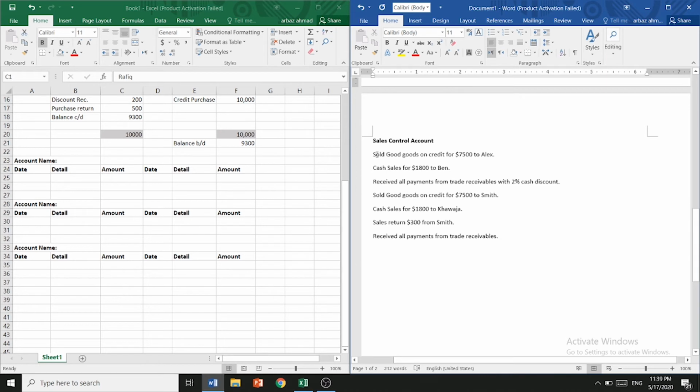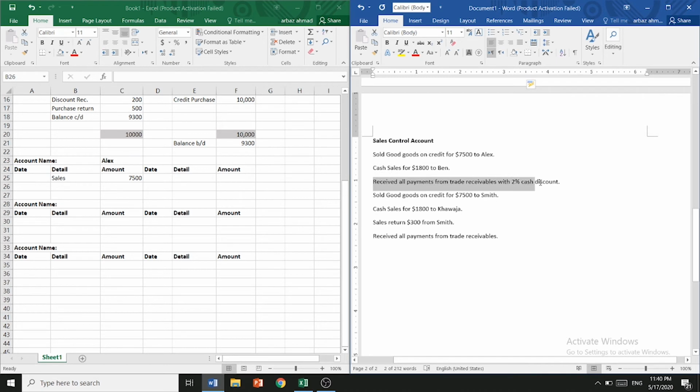So in this case we sold the goods on credit to Alex. Okay, so I am just going to make the account for Alex. I'm not going to open an account with the name of sales. So this is my trade receivable, that means I am going to write it on debit side, sales will be credit, and the description will be sales. Okay, and then I will have cash sales. So cash sale will directly go into cash book and sales. Okay, sales will be credit and cash book will be debit.